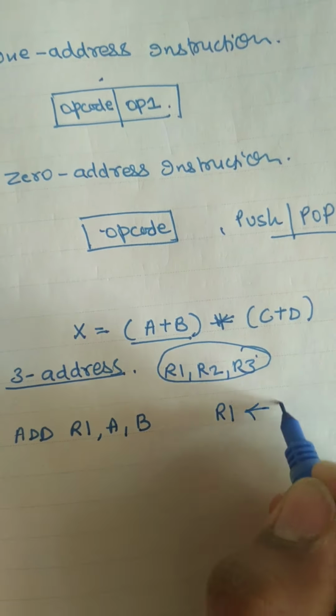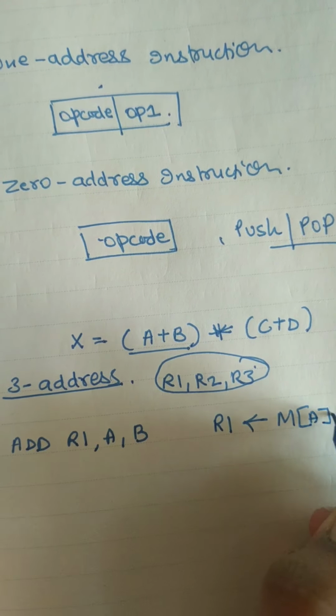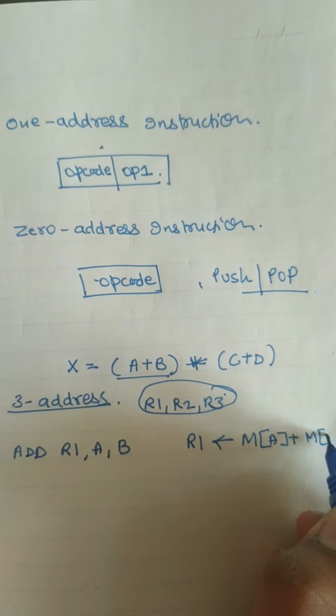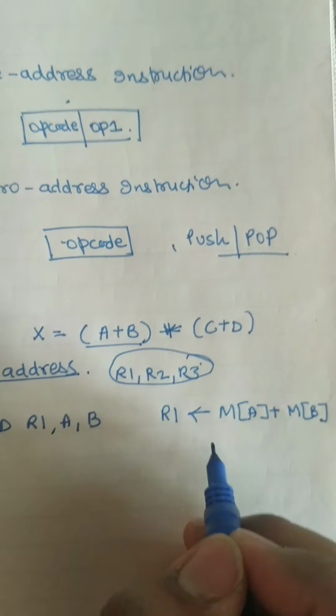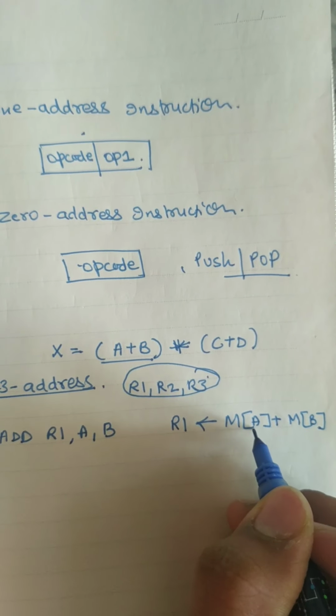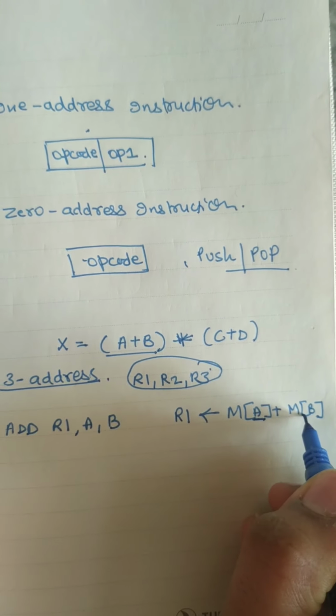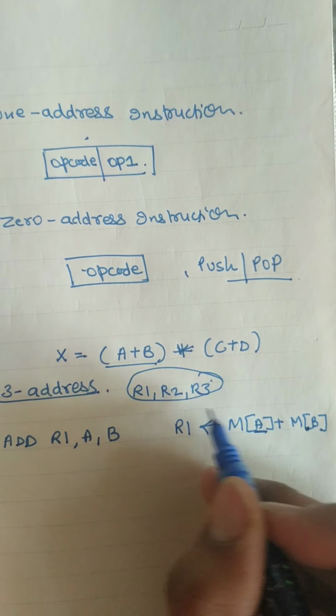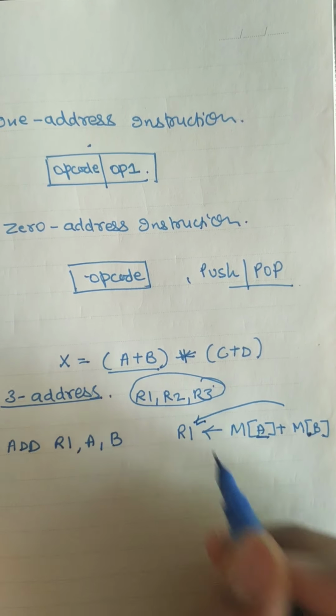So the statement ADD R1, A, B will be executed as R1 equals M of A plus M of B. M of A means content at the memory location A will be added to the content at memory location B, and the result is transferred to the register R1.